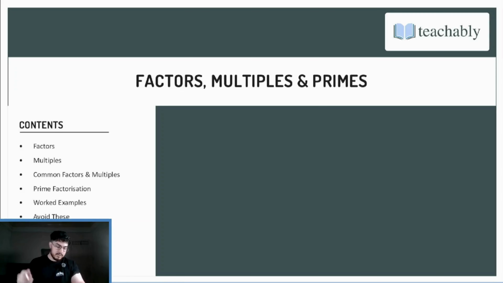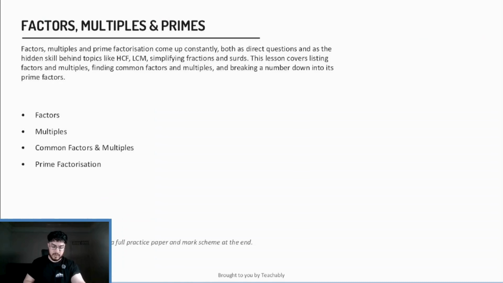So we're going to be looking at factors, what they are, multiples, what they are, and then common factors and multiples, which is a big topic that overlaps with many other further topics. We're going to look at prime factorisation, which again is very helpful, and then we'll look at some worked examples and things to avoid. So an overview really, factors, multiples and primes.